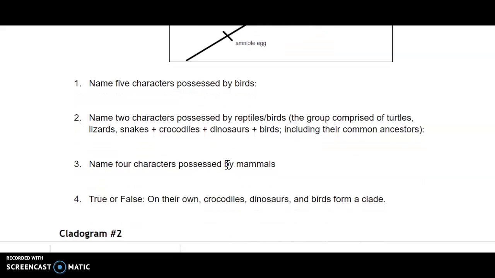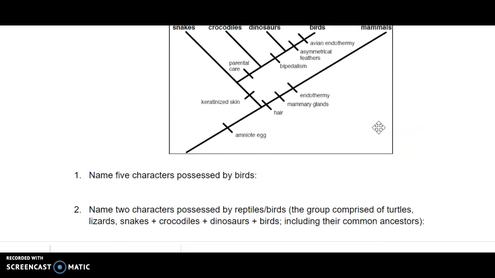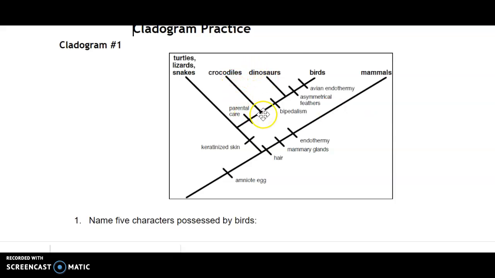Number 4, true or false. On their own, crocodiles, dinosaurs, and birds form a clade. Crocodiles, dinosaurs, and birds. Yes, they are a clade. A clade is just a place that has branched off, a group that's together. So this would be a clade right here. If we had something else branching off over here, then that would be a clade as well.